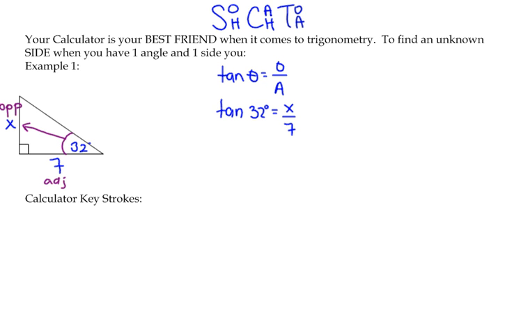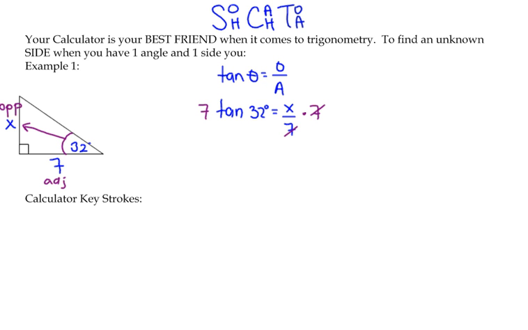Now, really easy. We want to get x by itself. Multiply both sides. It's being divided by 7, so we're going to multiply both sides by 7. We can do that. Okay, so 7's cancel. And could we just type that into our calculator?